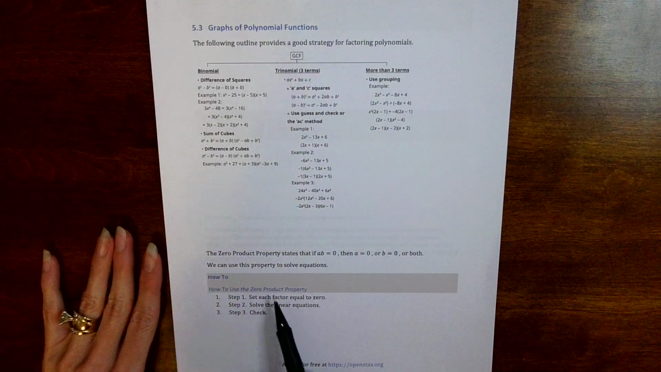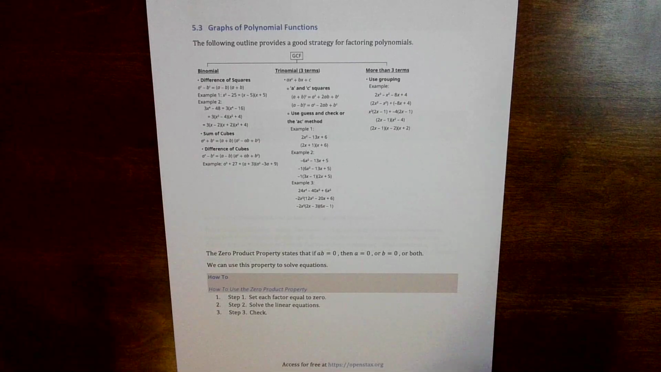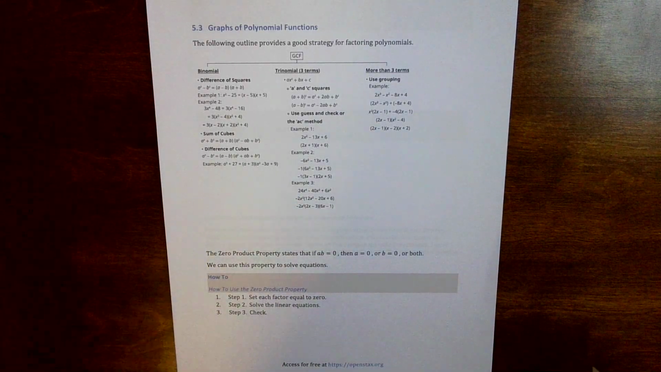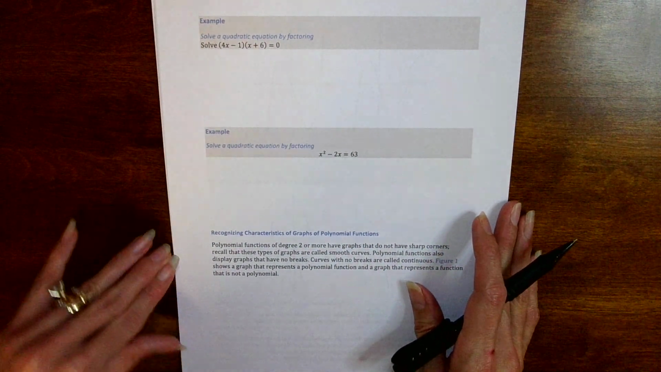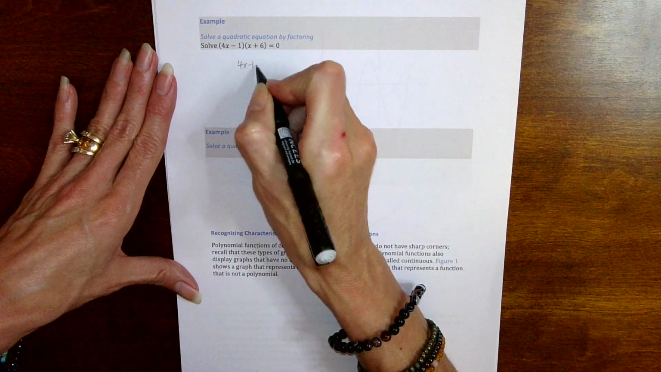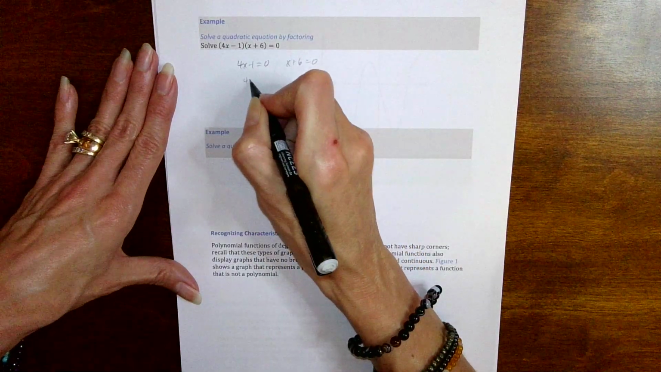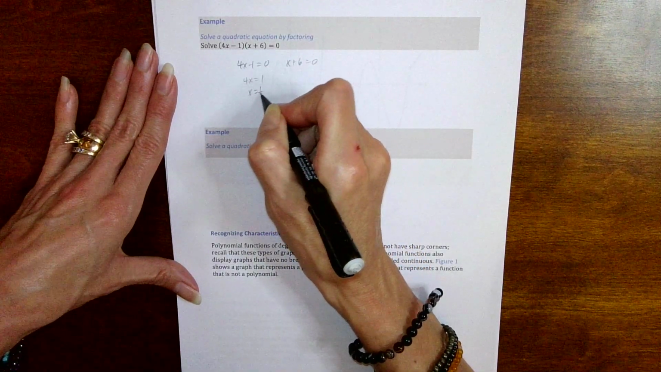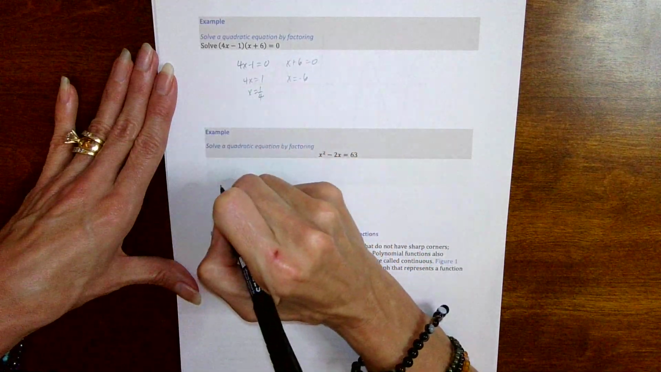And remember, our zero product property says that if things are multiplied together equals 0, then at least one of them equals 0, and we actually set them all equal to 0 and solve. So this is solve a quadratic by factoring. It's already in a factored form. They were nice to us, so we know that 4x minus 1 equals 0, or x plus 6 equals 0. We have 4x is equal to 1, or x is equal to 1/4. This is x is equal to negative 6.